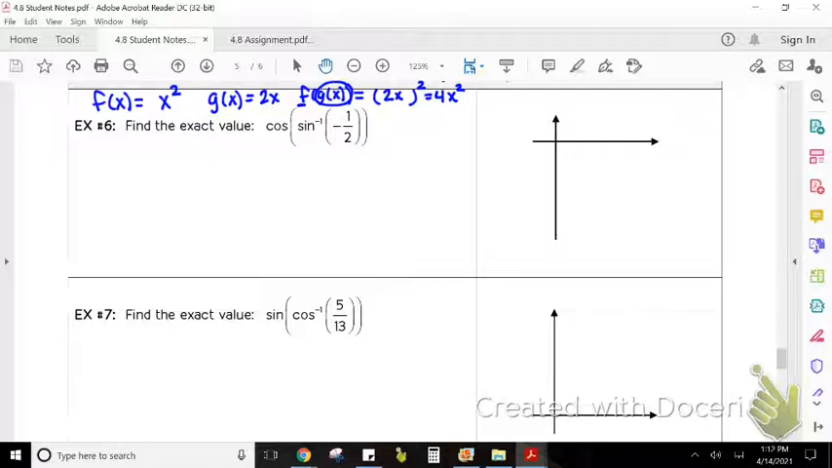So when I look at this problem, the cosine of the inverse sine of negative 1/2, what's on the inside? The inverse of sine of negative 1/2. And so when I'm doing the inverse, what kind of answer am I going to get? An angle. So I'm going to put it's equal to theta. Since I said that's equal to theta, then this whole thing here is just going to become my theta. And so I'm looking for cosine of theta.